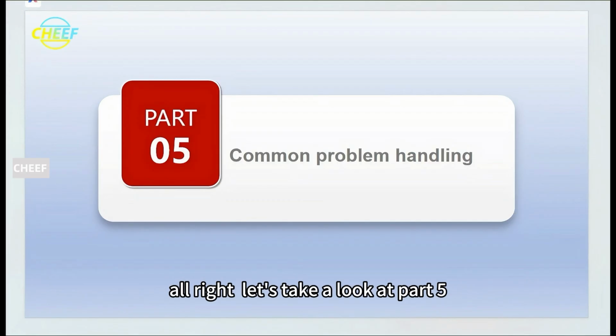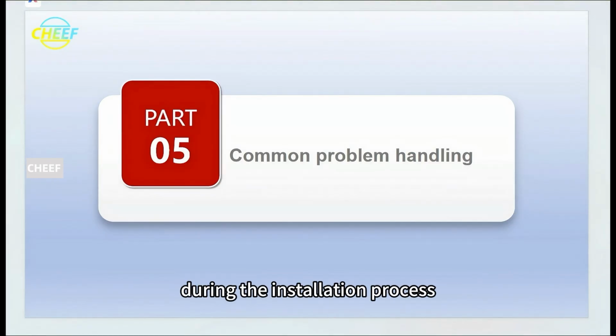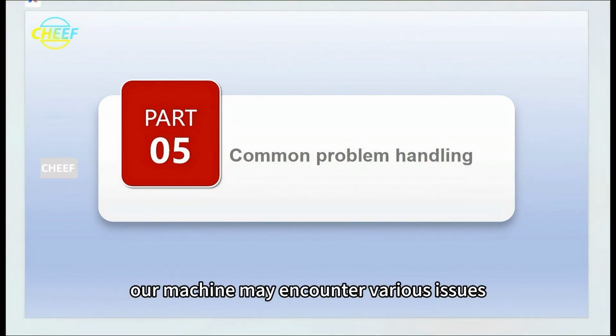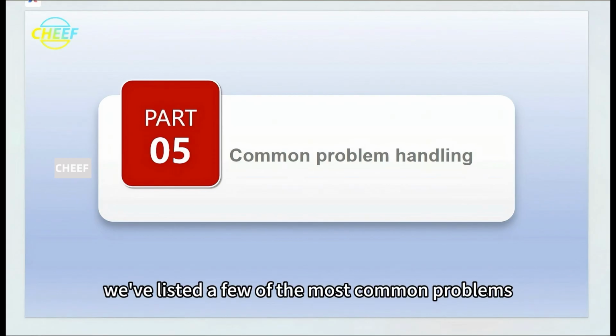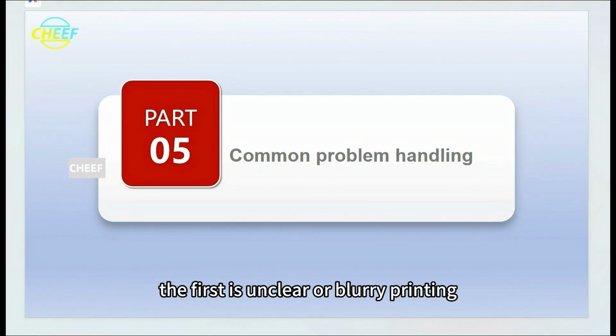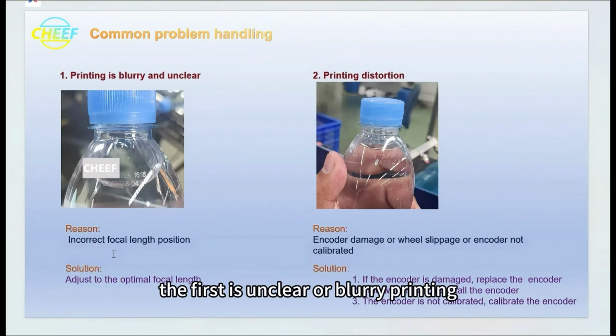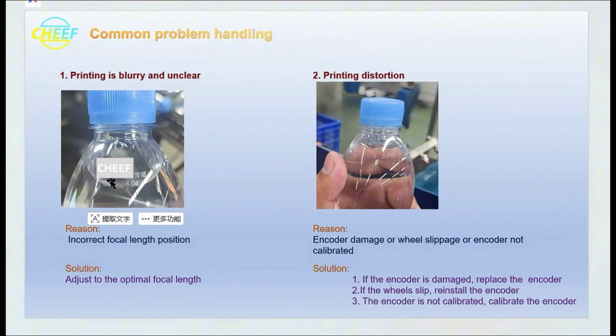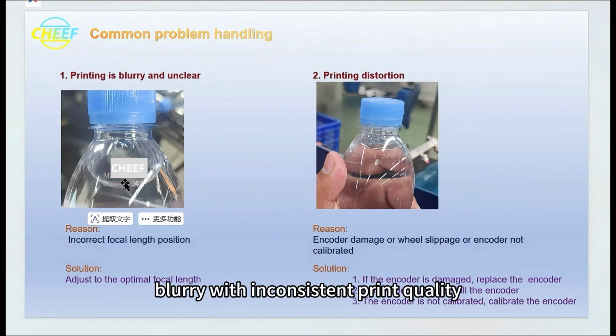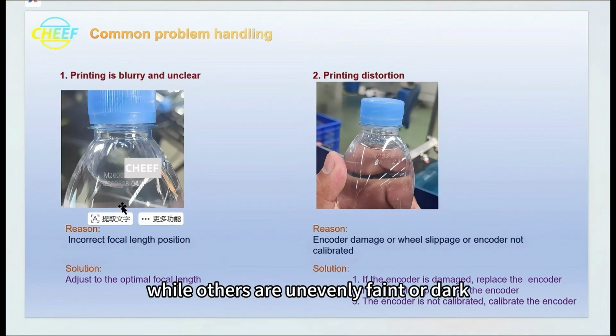All right, let's take a look at part 5, common troubleshooting. During the installation process, our machine may encounter various issues. We've listed a few of the most common problems. The first is unclear or blurry printing, like what you see here. Blurry with inconsistent print quality.